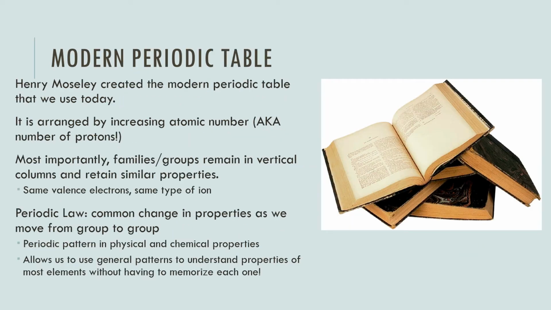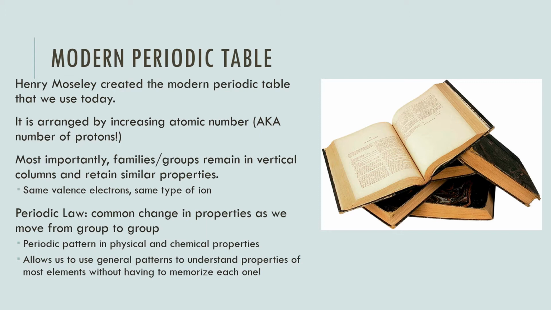So now let's take a look at the modern periodic table. Before, we had increasing atomic mass from top to bottom in vertical columns and similar elements left to right, side by side. Along comes Henry Moseley, and he creates the modern periodic table, the one that we use today, the one that you have right in front of you. It's arranged by increasing atomic number, also known as the number of protons. So difference number one from Mendeleev's periodic table and Henry Moseley's periodic table is that now we have increasing atomic number instead of atomic mass. And most importantly, families or groups remain in vertical columns and retain similar properties.